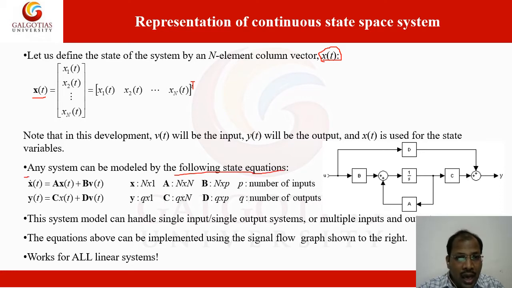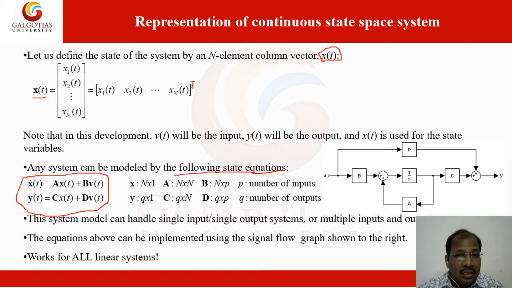x dot t equals A x(t) plus B v(t), and y(t) equals C x(t) plus D v(t). Here x(t) is the state variable of the system, v(t) is the input of the system and y(t) is the output of the system.